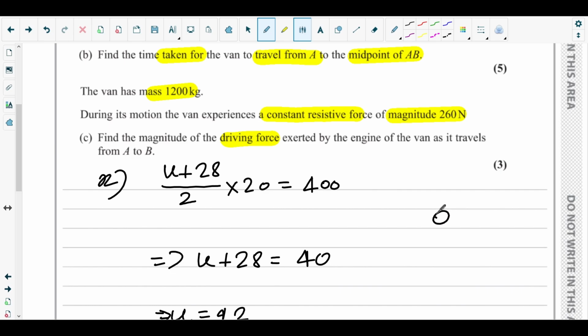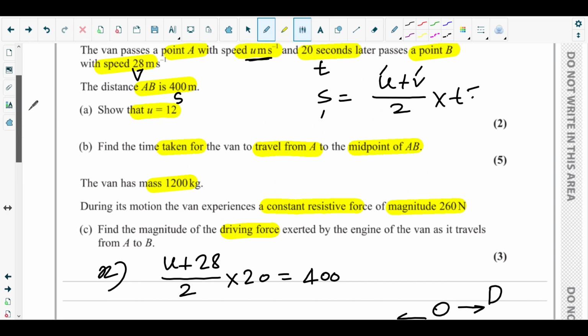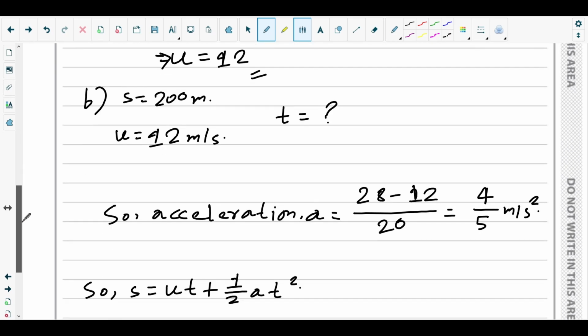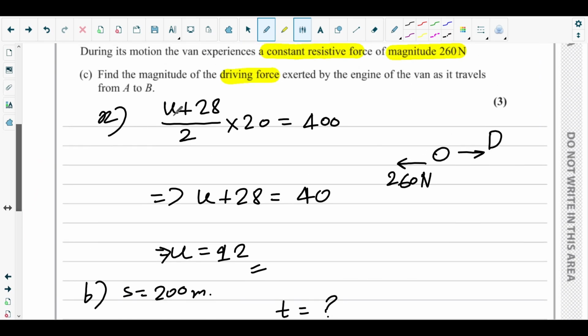So let's consider this scenario. The van is moving to the right, in this direction, and it has a driving force D, and the opposing force is 260 Newton, right? And its mass is given as 1200 kg. So we need to find the driving force. Do we know the acceleration? Yes, we found it in part B, that is 4/5 meter per second squared, in this direction.